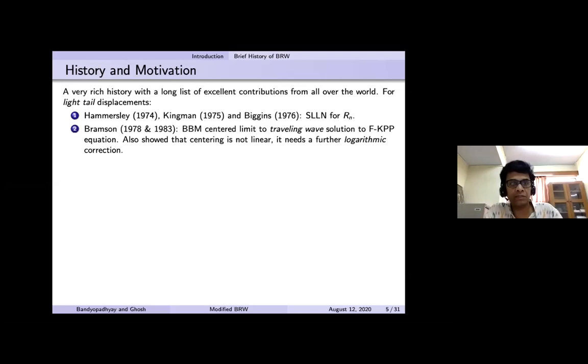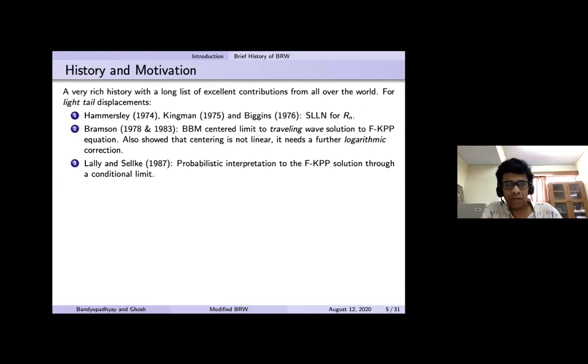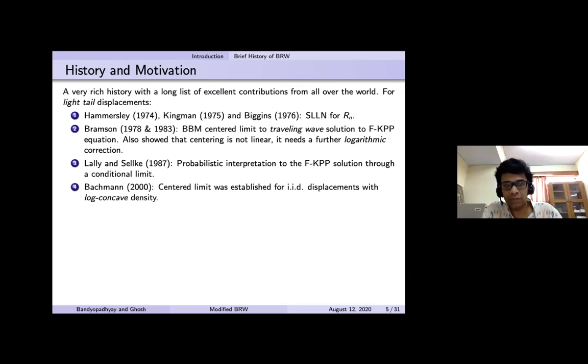He also showed a very interesting thing: although Biggins proved that there has to be a linear scaling at the level of the strong law of large numbers, when you do a centered limit it needs a further correction, which has a logarithmic term. That later got termed in the literature the Bramson correction. People usually call this logarithmic term the Bramson correction. In around 1987, Lalley and Sellke gave a more probabilistic interpretation of this traveling wave solution to FKPP through conditional limits related to branching Brownian motion.